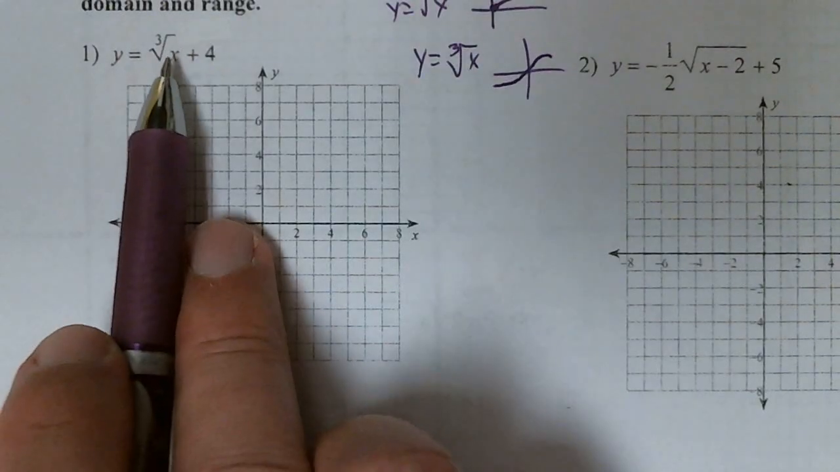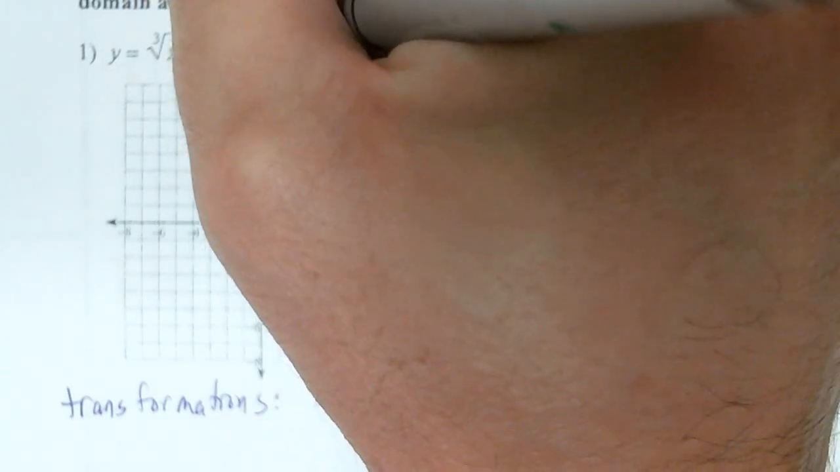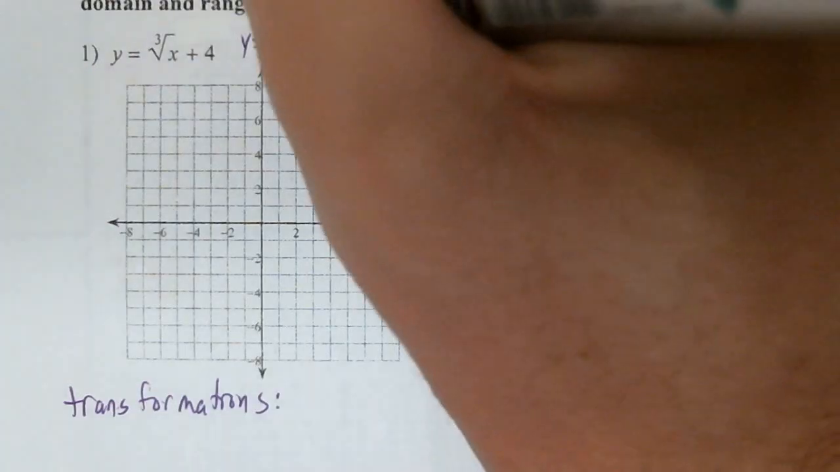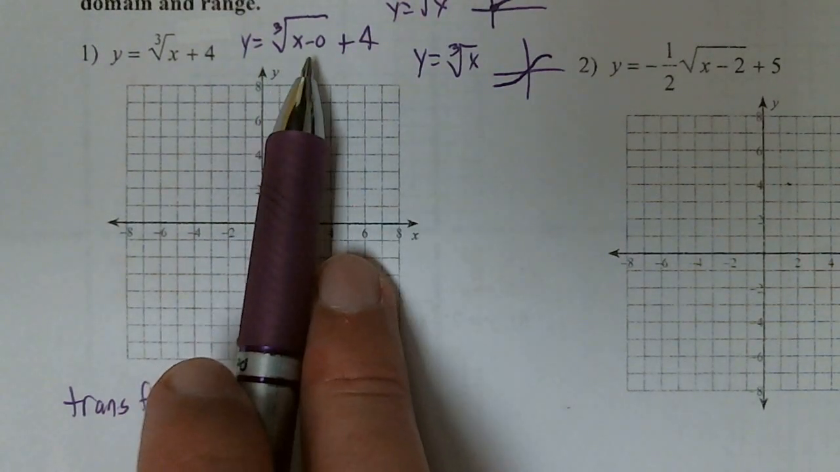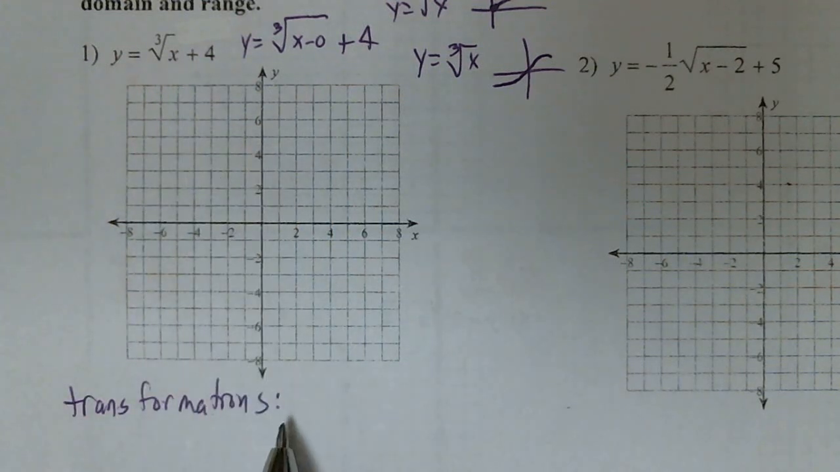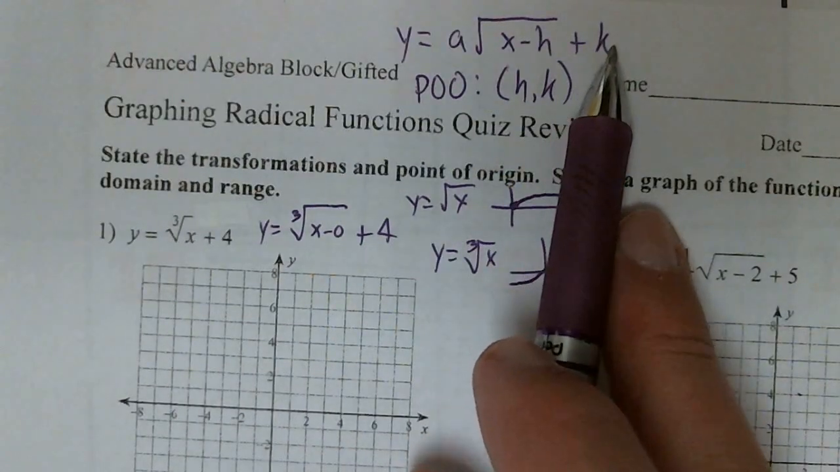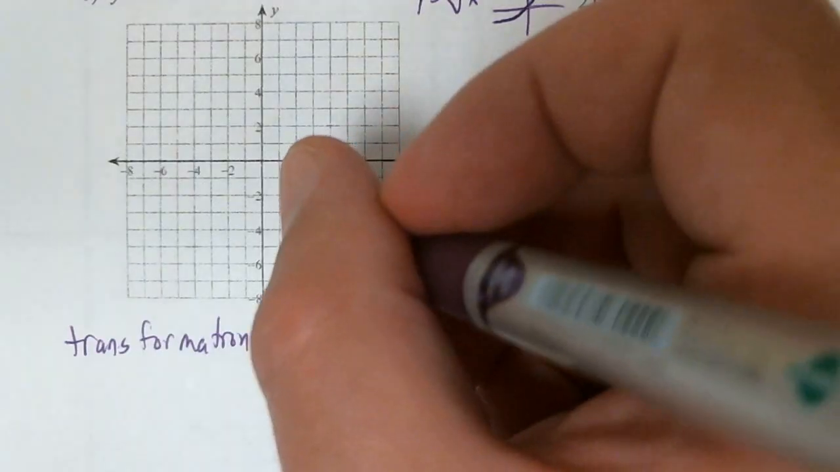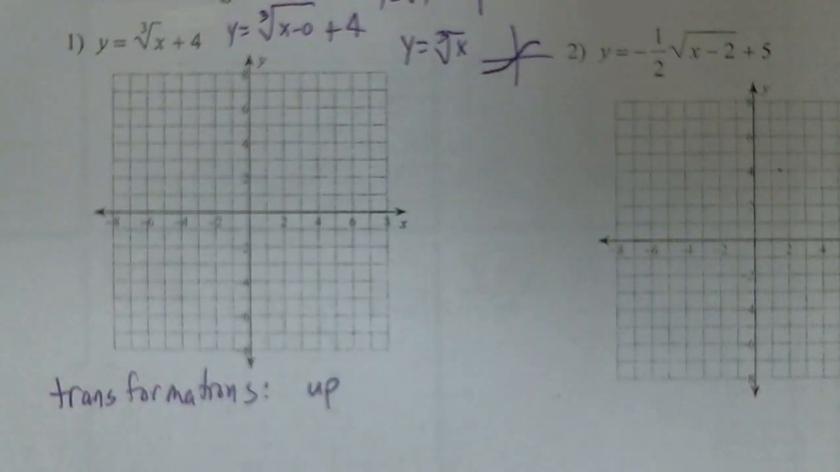So let me just erase that. There's nothing inside the radical. This is essentially like y equals the cube root of x minus 0, and then I have the plus 4 outside. I don't have any horizontal shift because technically it's x minus 0. So the only transformation that I see is the 4 outside, which is our k value. That's our vertical shift. So the transformation is simply up 4 because it's a positive 4.